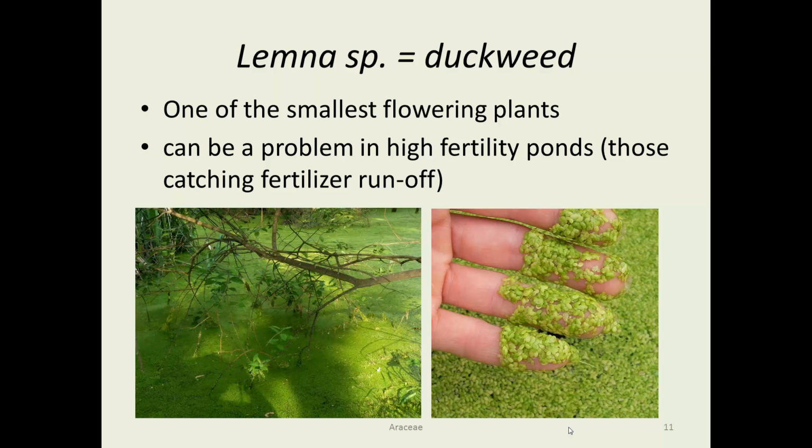They can really be a problem in ponds that have excess fertility, whether they're getting fertilizer runoff or animal runoff, so that there's a lot of nutrients in the water, especially phosphorus. You get algal blooms, plant blooms like on the left, where the surface of the pond is just completely covered with these plants.